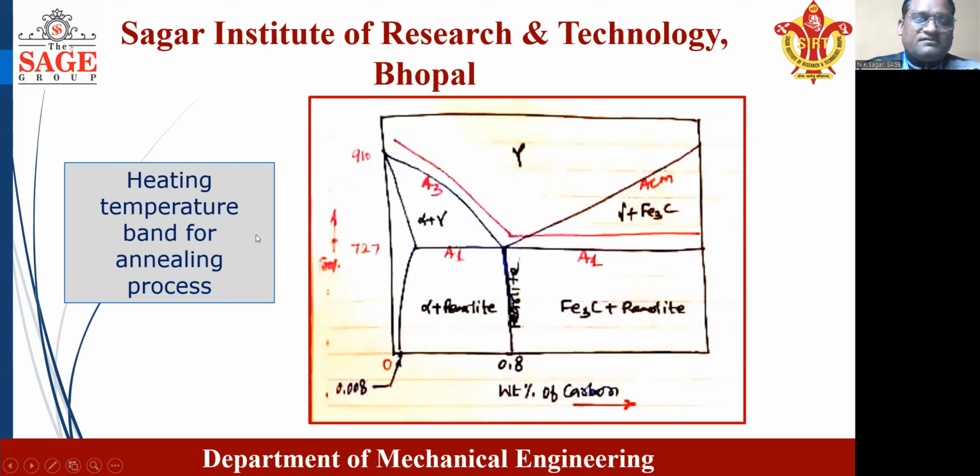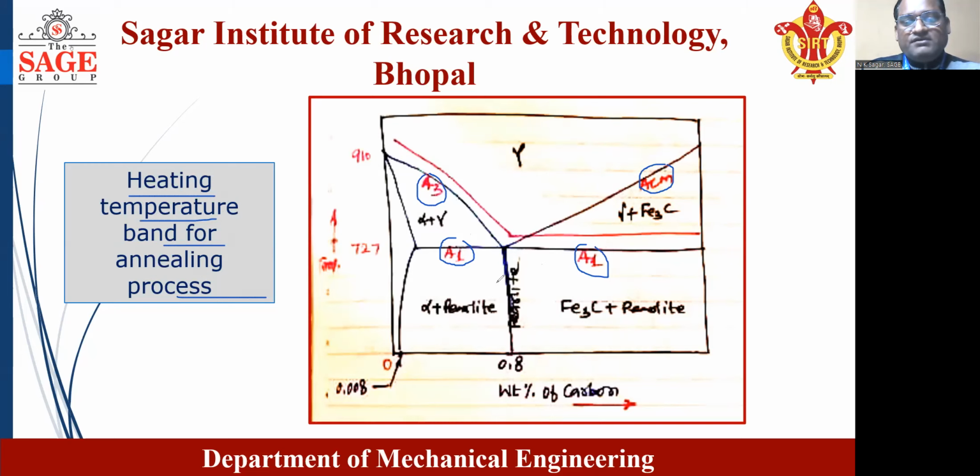In the last session, we discussed this phase diagram. This diagram shows the heating temperature band for the annealing process. This is the A3 curve. This is the A1 curve. This is the ACM curve.